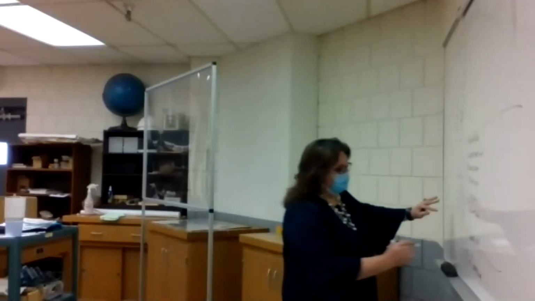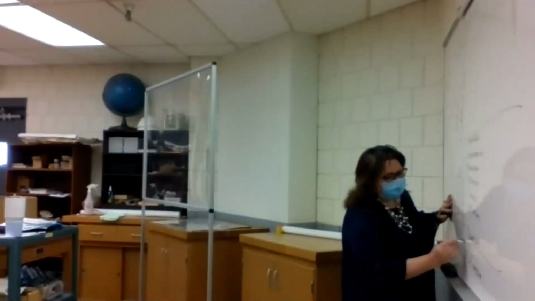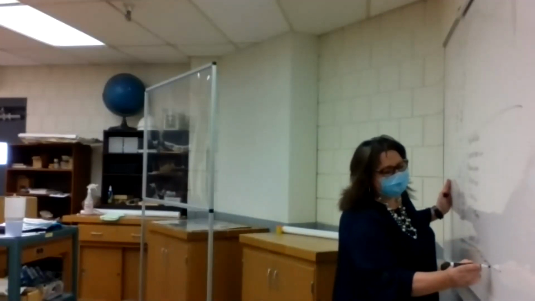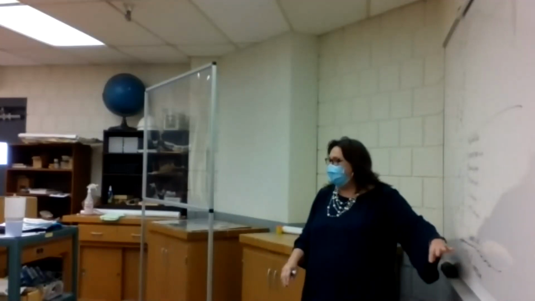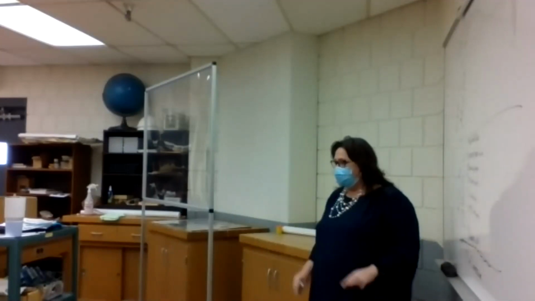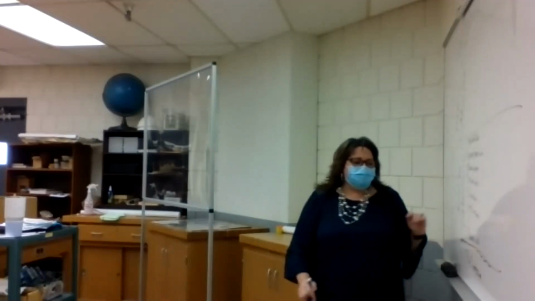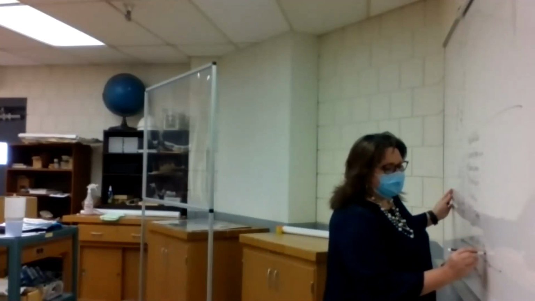Then we get into the Paleozoic. These lines represent giant events that happen worldwide. And here we have something called the Cambrian explosion of life.